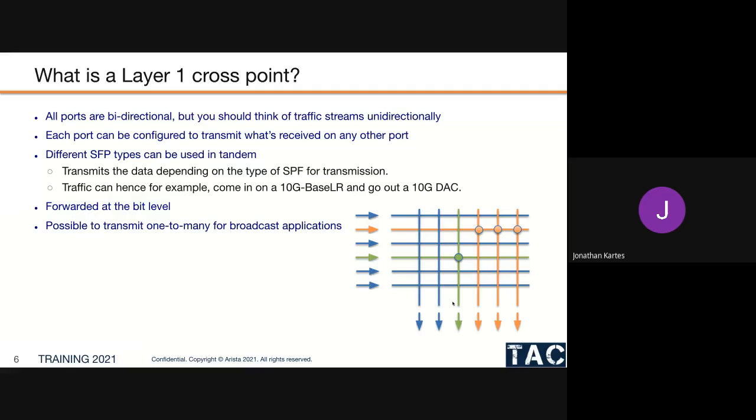This also means that different SFP types can be used in tandem, because the 7130 is actually kind of breaking down the signal that's coming in and then recreating it on the way out. And it knows how to dynamically do that to convert between, say, a base LR and a 10 gig DAC. Forwarding happens at the bit level, right? This is layer one, so we're not sending in frames, we're not sending in packets, we are sending in bits. And then because of that, it's also possible to transmit that one-to-many concept, one device in, multiple ports out. And you can do that several times over throughout the configuration of the box.